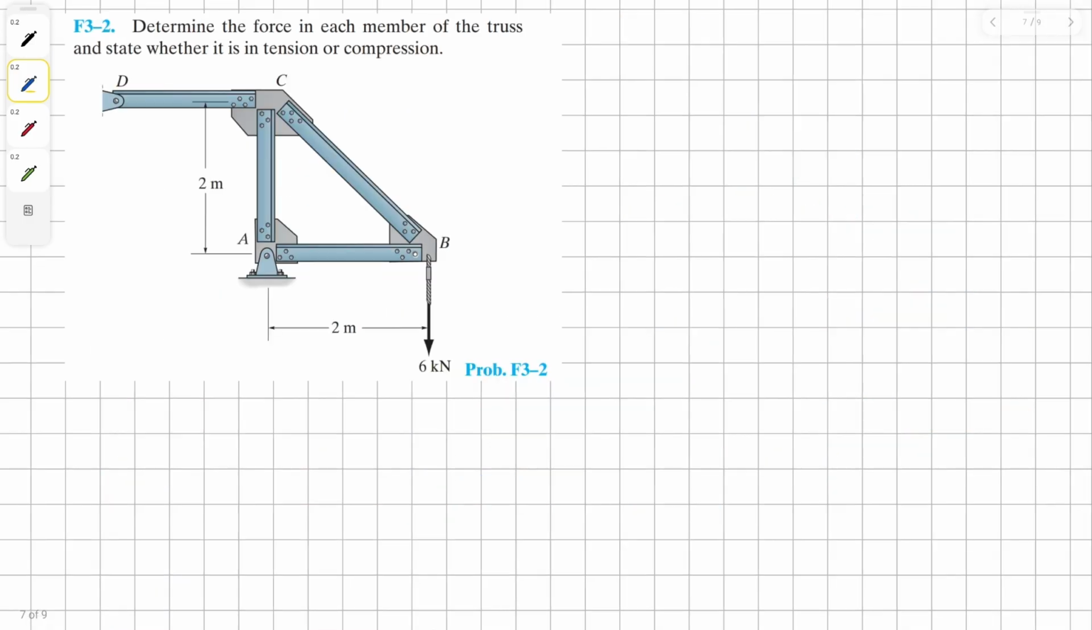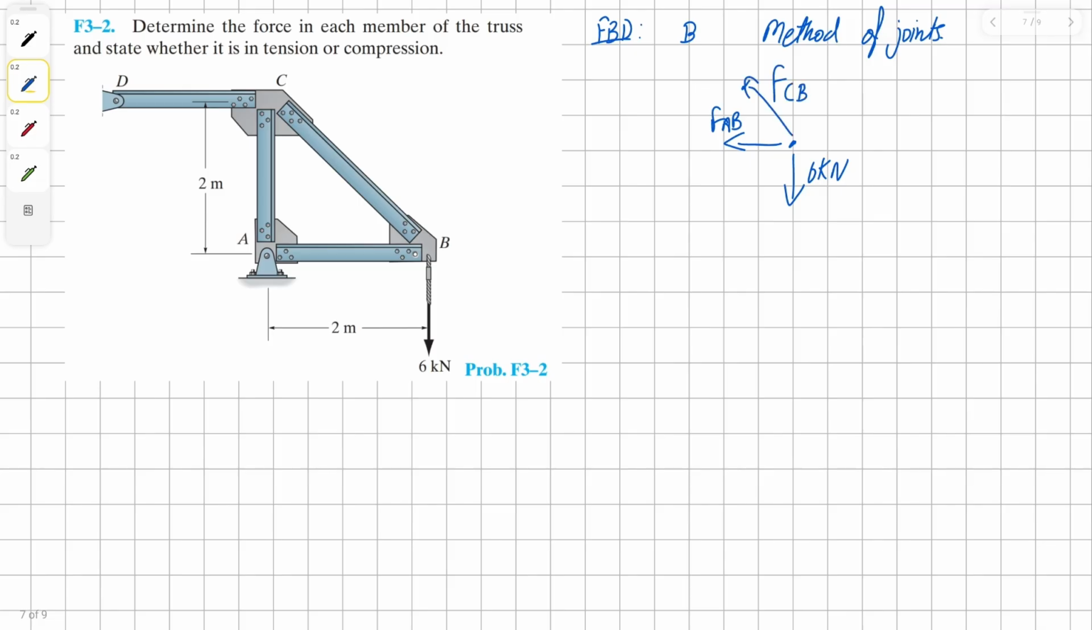For our problem number 2, we have to determine the forces in each member of the truss and state whether they are in tension or compression. Let's start with the joint B. So we have to draw the free body diagram. And again, because we are looking for reaction forces in each member, we can use the method of joints. So at joint B, we have external load of 6 kilonewton. We have reaction force from member AB. And we have reaction force from member CB.